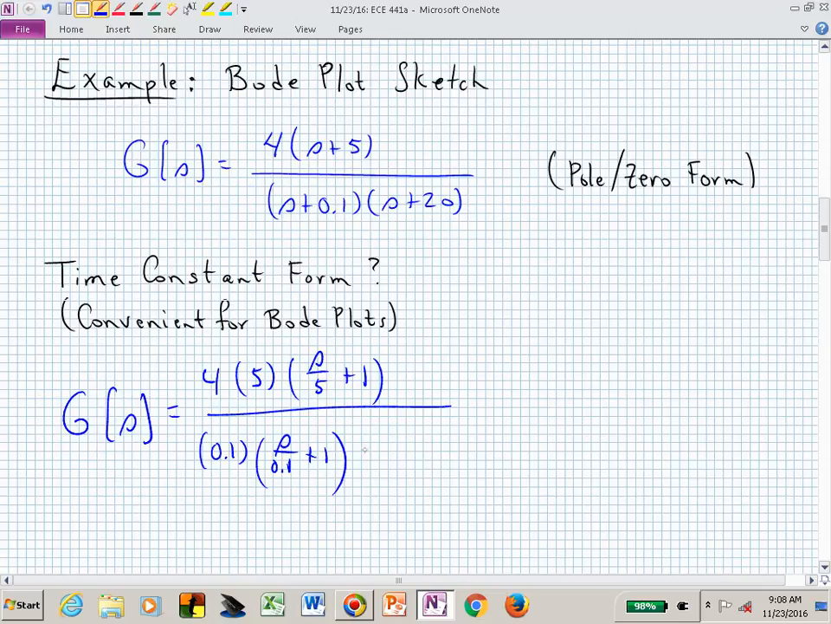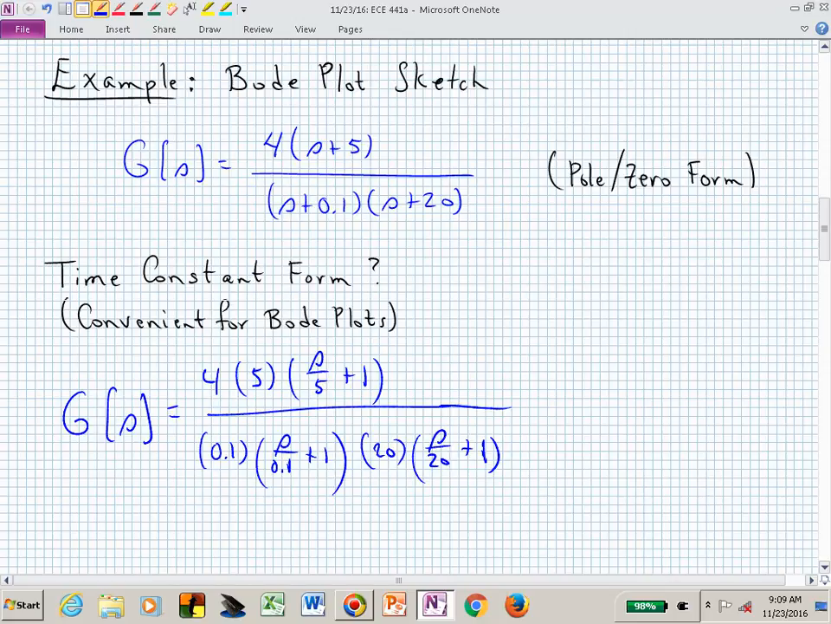And continuing or finishing, we can factor out the 20. And I'm writing it in this form so that I can explicitly see that pole, not so much the time, because I'm going to be plotting this on a frequency axis where I need the pole and zero locations. Meaning I need to know where the 5 is, where the 0.1 is, and where the 20 is on my Bode plot when I start sketching this.